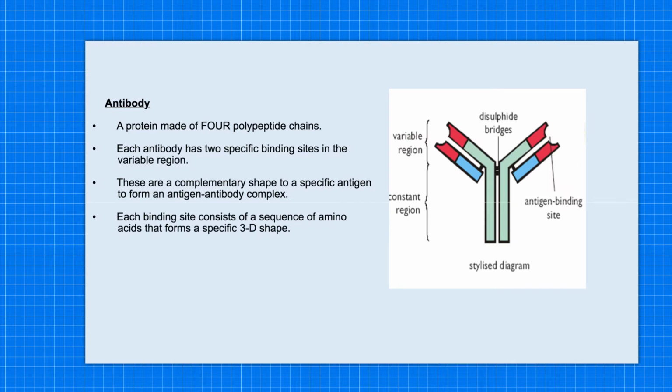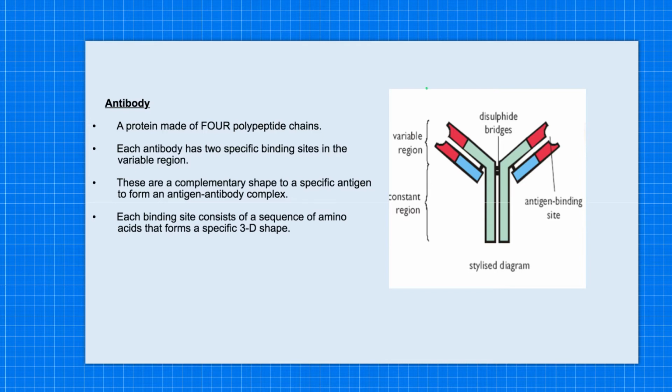Looking at the different immune responses, we know that the immune response related to B cells is when they produce the specific antibodies, but we really need to know what is an antibody. Well, it is a protein made of 4 polypeptide chains, and it is joined together by particular bonds, for example disulfide bridges. Each antibody has 2 specific binding sites in the variable region.